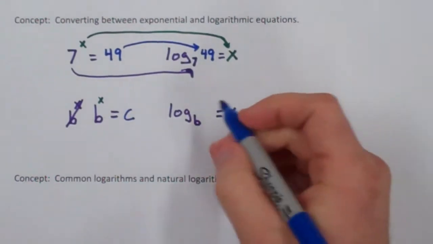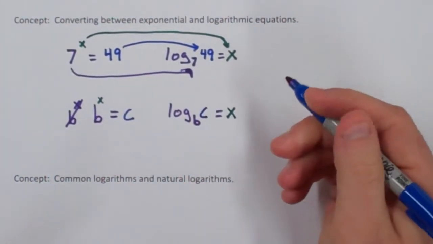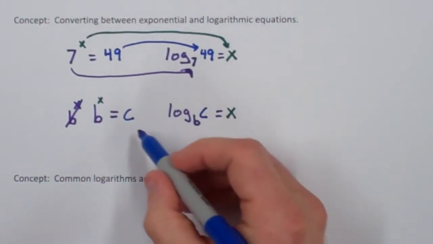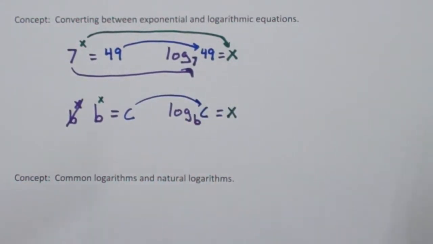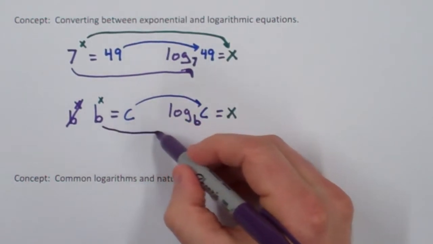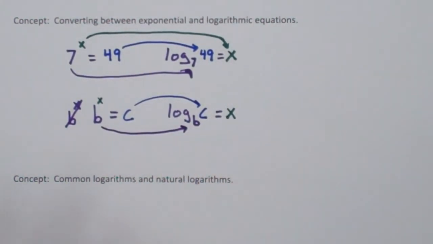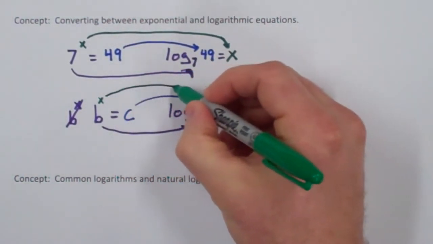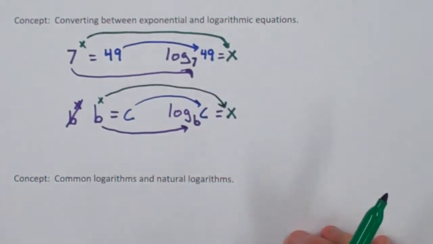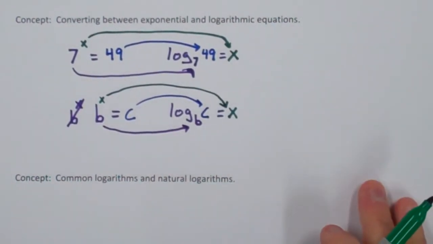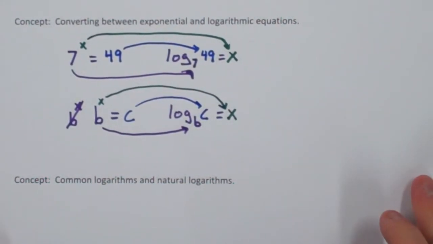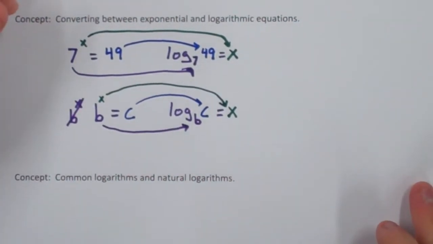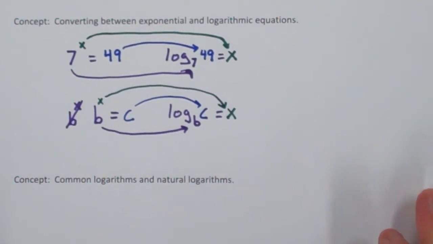And remember, the c is called the argument. It's going to go right there. So the same thing applies. The c will come over and just be right there next to the log. The base is down below in logarithmic form. And then remember, we're always solving for the exponent. Important key concept: exponents and logarithms are inverses, and logarithms are really exponents, just in disguise.